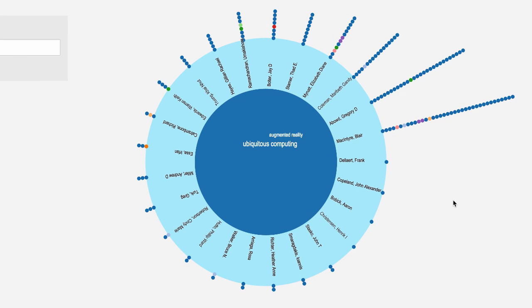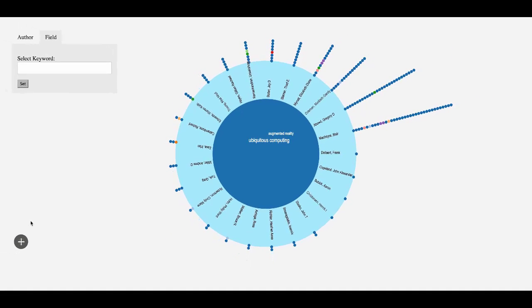Since rows of dots are arranged radially from least number of papers to most number of papers, Andrew can see the two professors who have published the most number of papers in his areas of interest. But what other research areas have these professors published papers in? Andrew now wants to further explore data for the two professors.